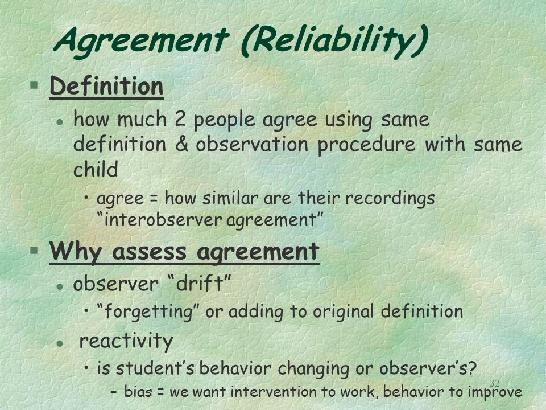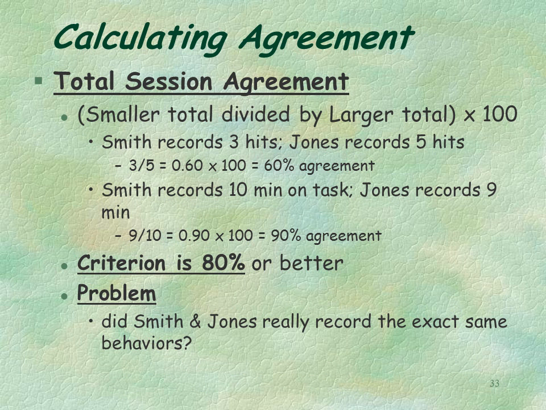The criteria or the standard we use is 80% agreement. We want our data collection to have at least 80% agreement regardless of the method we're using. For frequency recording and duration recording, we use the same formula. The smaller number over the larger number times 100 equals percent agreement.